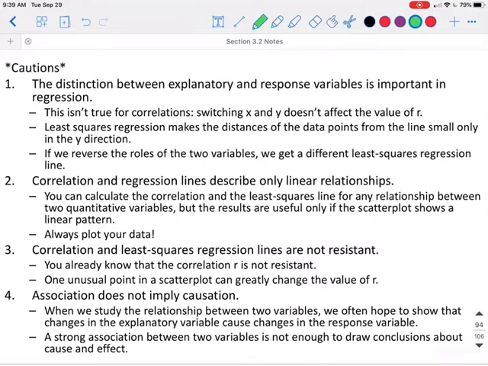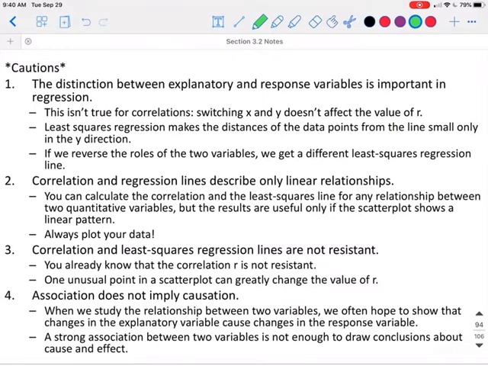Correlation and regression lines describe only linear relationships. So even though we can find a different type of regression line besides linear, the R value, or the correlation, is only actually valuable if this is a linear relationship. So you need to make sure that you always plot the data first to see if the correlation will actually be anything you need to use.